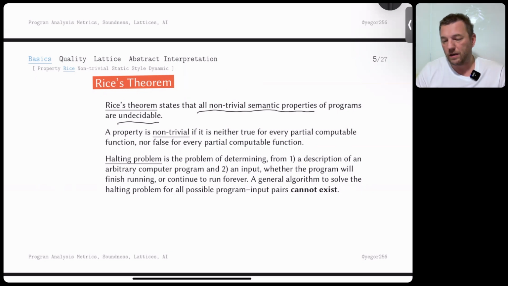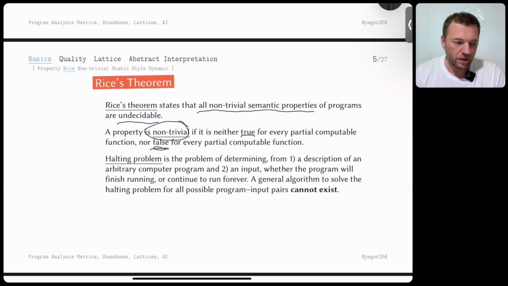For example, we had the property before: the program will print something to the console. So the theorem says that you cannot create such an analyzer which will accept my program and tell me whether this program prints to the console or doesn't. And they say that the property is non-trivial if it is neither true for every partial computable function nor false for every partial computable function. So non-trivial means it's not always true and it's not always false.